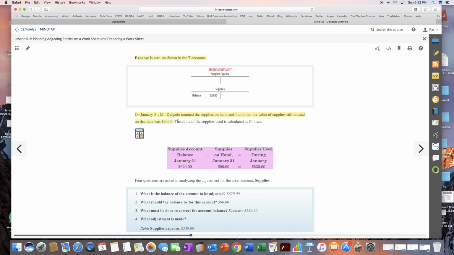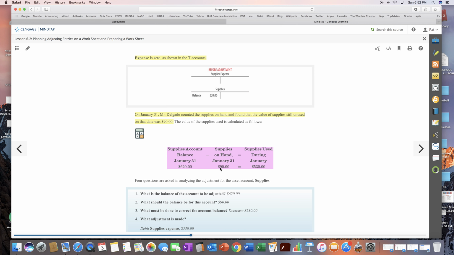But then we find out at the end of the month, we go through, and there's periodic and perpetual methods of inventory, we can get into that in advanced accounting, to find out how much supplies we actually have. But we either estimate or count through and give a guess, and we figure out that the value of supplies still unused is $90. So that is going to be considered what's called supplies on hand. So we thought we had $620, but at the end of the month, Mr. Delgado counts all the supplies and finds out the supplies he has on hand are $90.